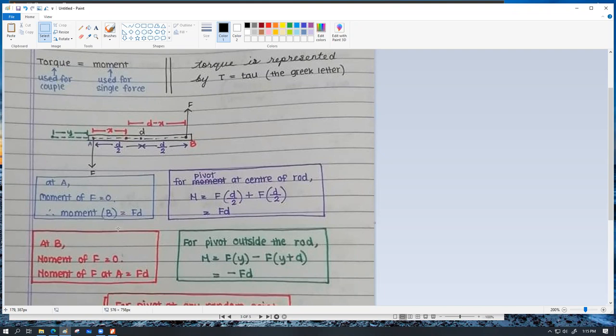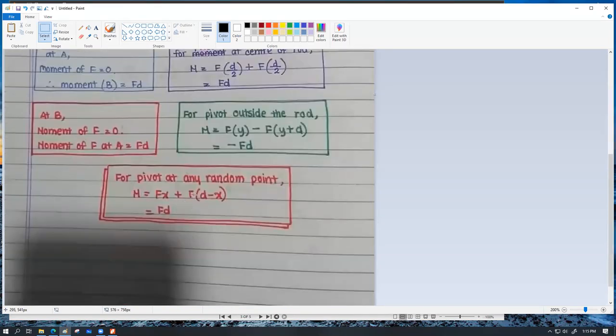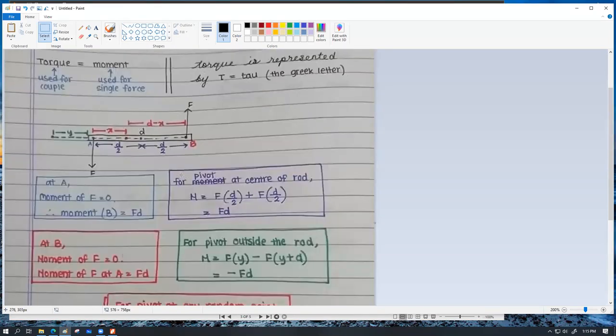So in these five different boxes, we considered different positions along this line as our pivot point. What we're going to show you here is that no matter which point you consider, you'd always get the same value. For example, for the first part, at A, the moment of F equals zero, if you consider this point A as our pivot point.